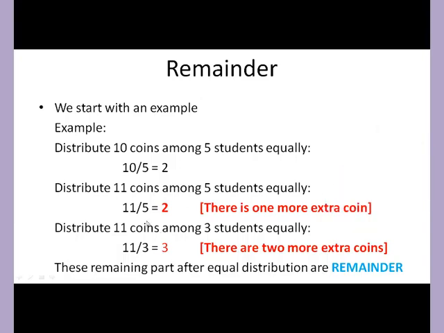What happens when we distribute 11 coins among 3 students? Every student is getting 3 coins. So 9 coins are distributed. Now the remaining coins are 2, so this 2 is the remainder.